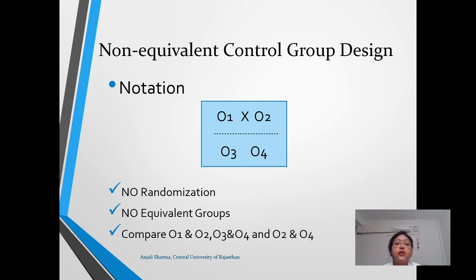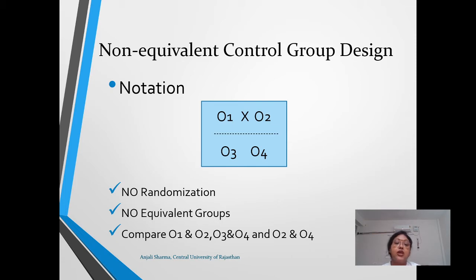The non-equivalent control group design, you know that it is quasi-experimental. So randomization is not there, and the groups are non-equivalent. In research design there is one particular thing we need to know: whenever the term control group design comes, it means that the intervention is absent in that group.